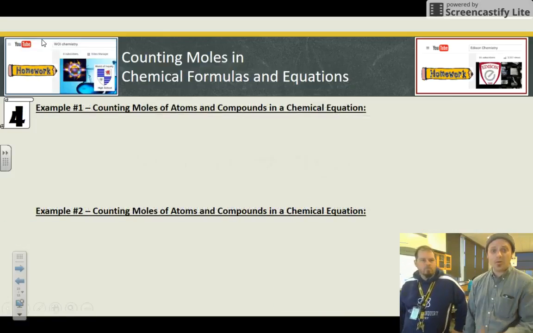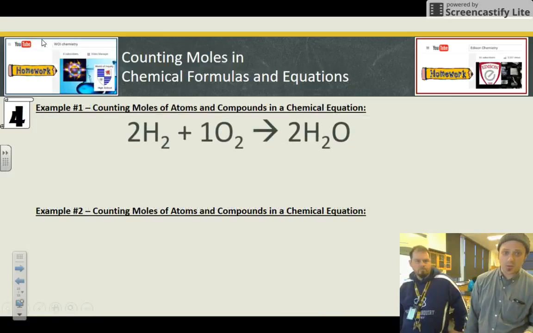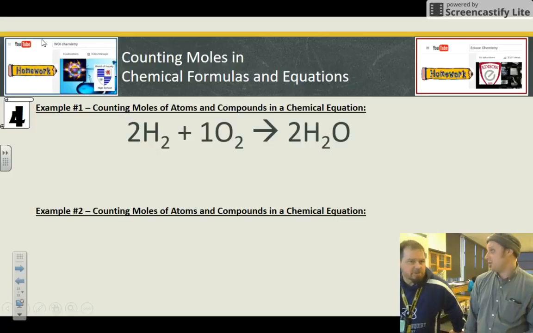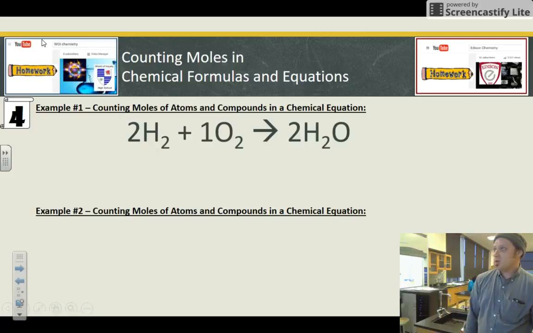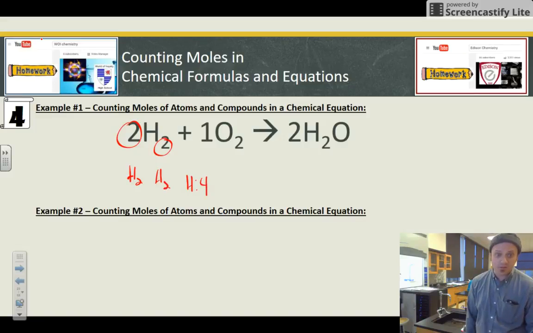Okay. So example, counting moles of atoms and compounds in the chemical equation. So let's do it. Go for it, Milks. Okay. So he's got 2 moles of H2. So H2 comes in packages of 2. So he's got 2 moles of H2. So he's counting, he actually has 4 H's, 4 moles of hydrogen.